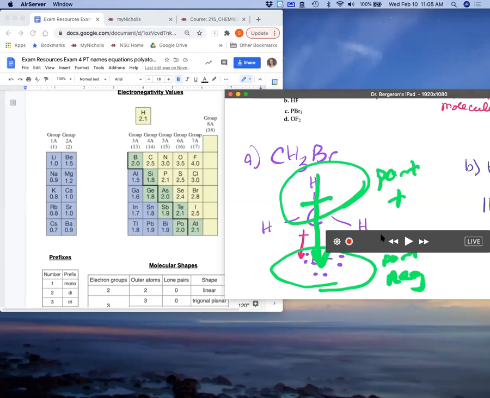So hydrogen can only make 1 bond. It only has 1 electron. Fluorine has 7. So it's going to make that 1 bond with hydrogen. So if we look at this, we know fluorine over here.